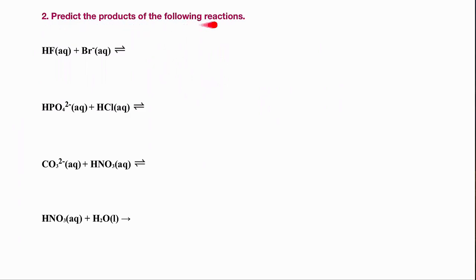Predict the products of the following reactions. So we have an acid-base reaction here. We have to figure out which one's the acid, which one's the base, and then what the reaction is going to look like. So here we go.